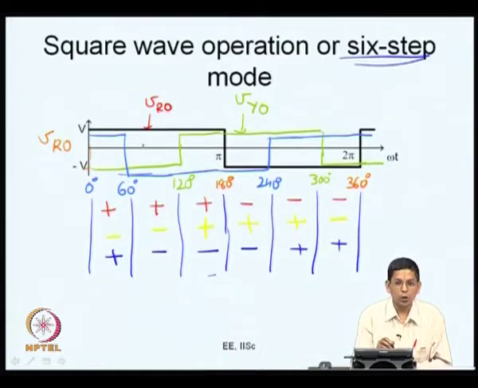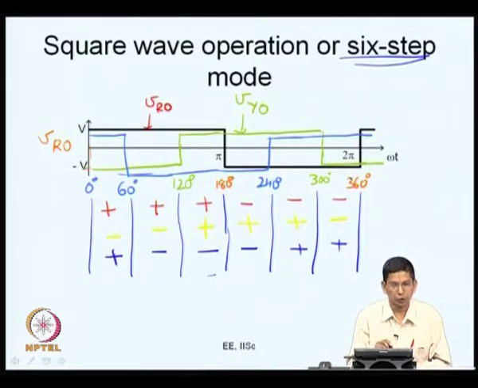So, the difference VRO minus VYO is VDC by 2 minus of minus VDC by 2, therefore, it is equal to plus VDC. So, if you look at VRY, between 0 to 120 degrees it will be plus VDC. And what happens between 120 to 180? VRO and VYO are equal, therefore, VRY is 0. Similarly, between 180 and 300, VYO is positive and VRO is negative. Therefore, VRY will be equal to minus VDC, and once again for the last 60 degree duration, VRY will be 0.